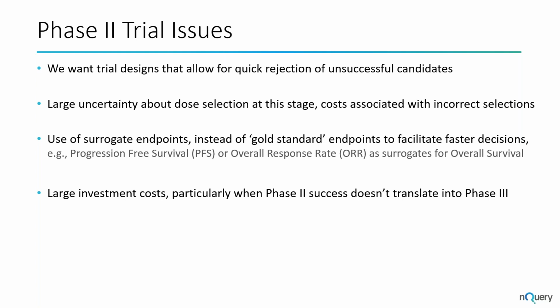Phase 2 trials will often use a surrogate endpoint instead of the gold standard endpoints, as oftentimes these take a long time to follow up fully. And these surrogate endpoints can facilitate faster decisions. Per the FDA, a surrogate endpoint is a biomarker that doesn't measure clinical benefit itself, but is known to predict clinical benefit. An example of this would be PFS, which is progression-free survival, or overall response rate as surrogates for overall survival in oncology studies.